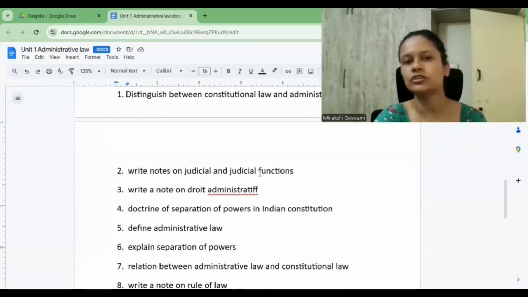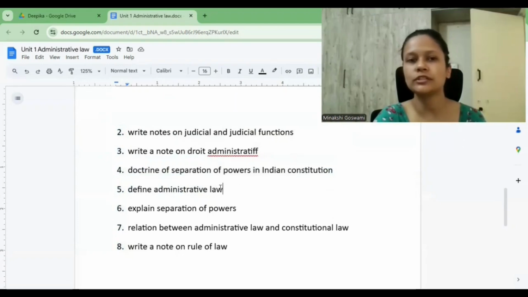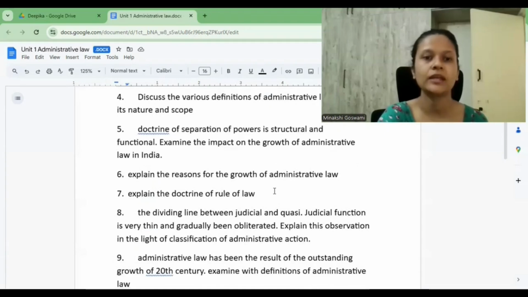Then we have: write a note on judicial and quasi-judicial functions, write a note on joint administrative. This is also very common. Doctrine of separation of powers in Indian Constitution, define administrative law. So take for example this one, okay? It's a short note on definition of administrative law. There was this question, define administrative law, explain the nature and scope, okay? Here you can directly give the definitions. You can directly write 3-4 definitions and then you can move to nature and scope.